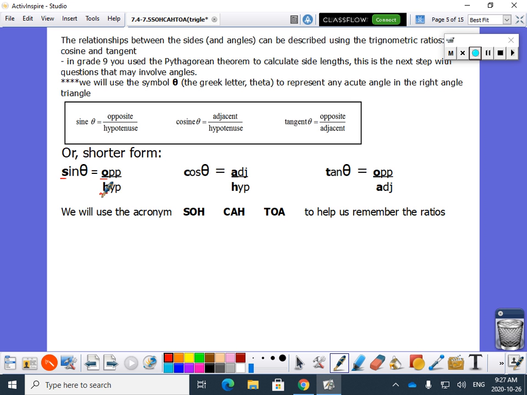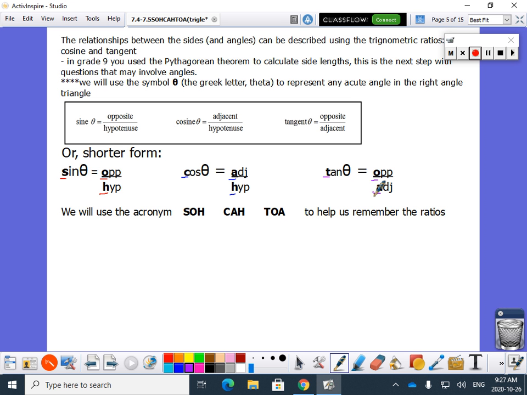If you are using the sine button on your calculator, that's because you have opposite and hypotenuse. If you are using cosine, you are going to be using adjacent divided by hypotenuse. And if you are using tan, you are going to be doing opposite over adjacent. So we will use the acronym SOHCAHTOA to help us remember the ratios.